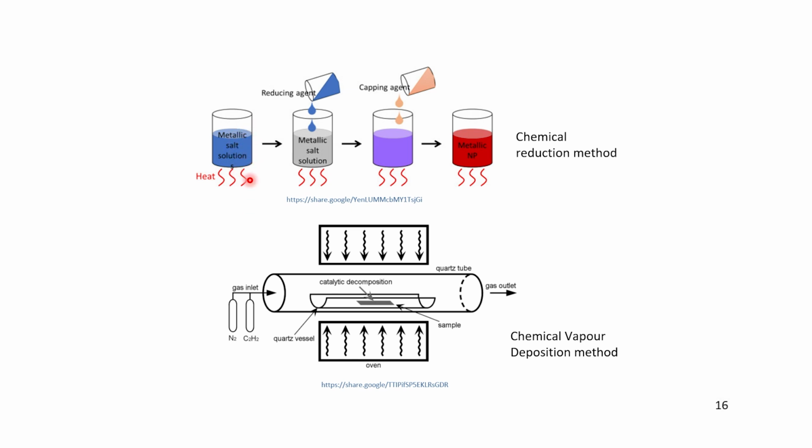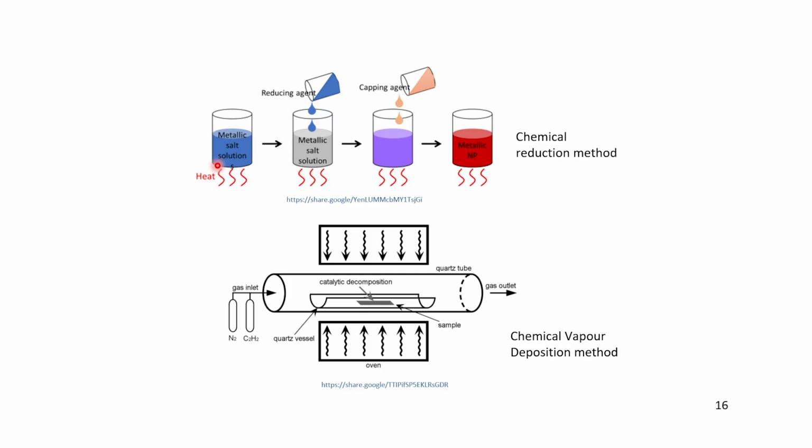So you heat that salt solution to ionize the salt, then you put the reducing agent into it, and then the metallic salt solution is basically reduced, and then you put a capping agent. Capping agent is mostly certain polymers that surround your particles to give them stability so that they don't stick together due to electrostatic forces. So now you have your stabilized metallic nanoparticles in your solution.